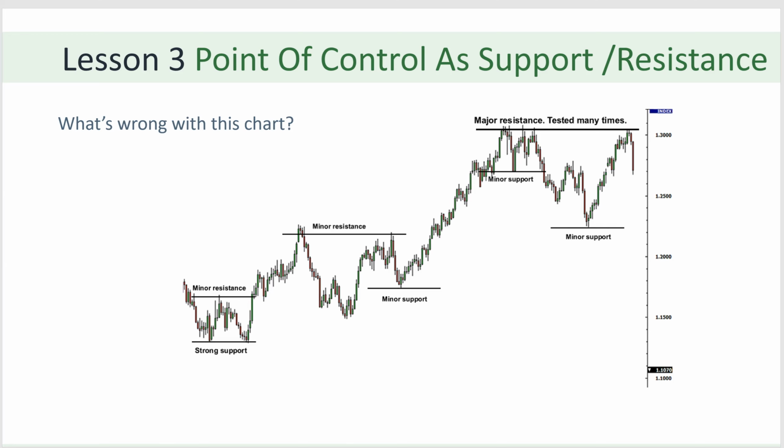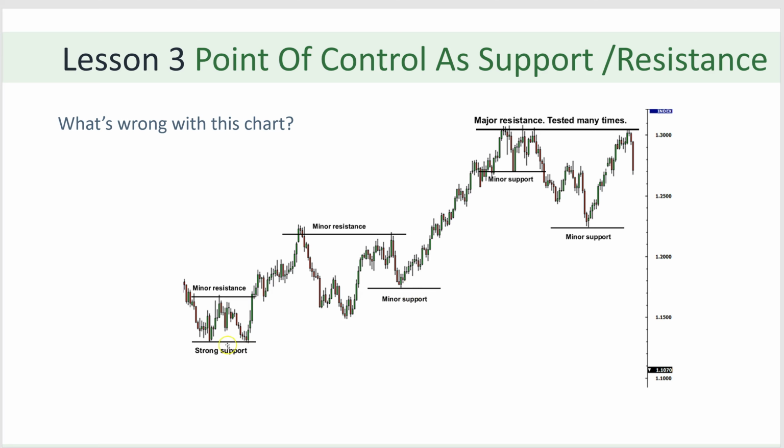So what's wrong with this chart? Well, I see you got minor resistance, strong support, minor resistance, minor support, minor support. All too often I see people posting charts like this. Why is this minor support here? What about this support down here? How come you don't have that listed? What about this one that failed here? Up here, why don't you have anything here? They like to just draw it where it suits their narrative.